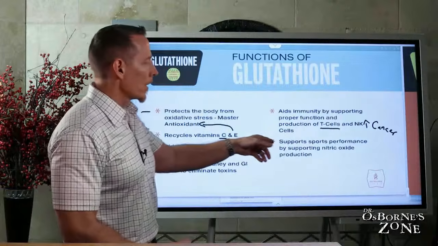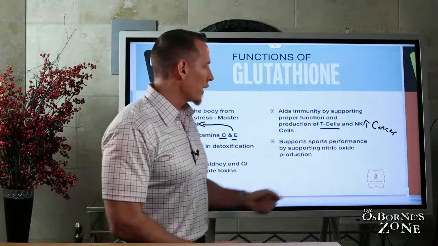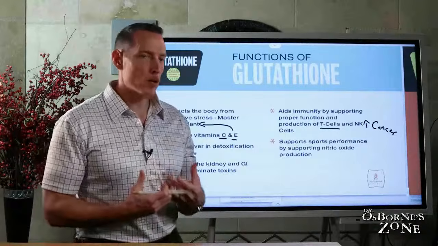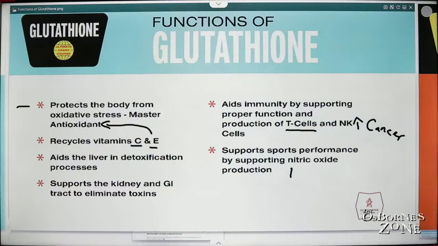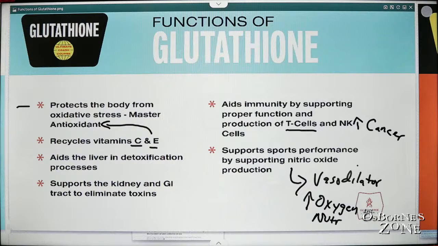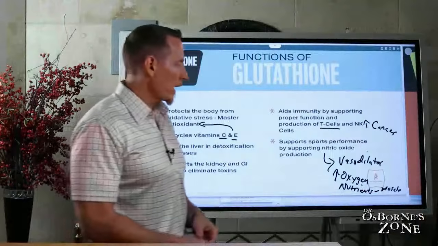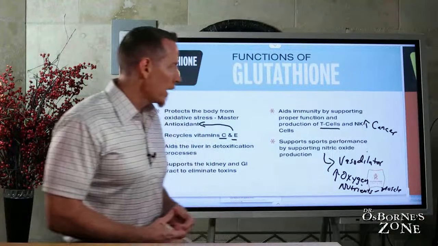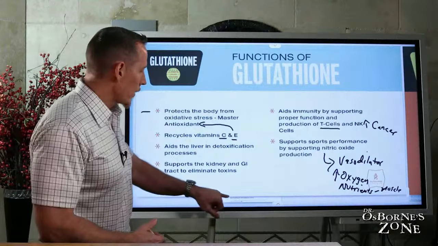It also supports sports performance by supporting the ability for us to make nitric oxide. Remember this substance, nitric oxide, is a very powerful vasodilator. It dilates blood vessels, thus increasing oxygen and nutrients to our tissues, in this case with exercise. It's very important for the muscle. If the muscle doesn't get enough oxygen or nutrients, it's going to wear out quicker, and our sports performance is going to be reduced. So again, these are some of the major functions of glutathione.